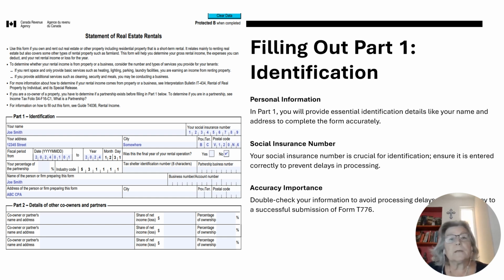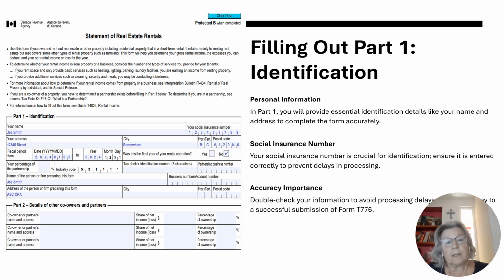The fiscal year, because this is personal income tax, proprietor, it's from January 1st to December 31st. Was it your final year of operation? Yes or no? In this case, no for illustration purposes. Who prepared this form? Okay, was it yourself or was it a CPA firm? Make sure you fill that in. Are you a partner or not?